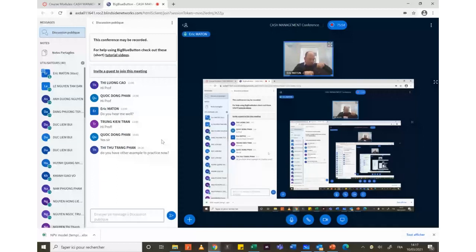So I will put on my document that I have to scan the example. Example of the simplified balance sheet. Okay. Simplified balance sheet.